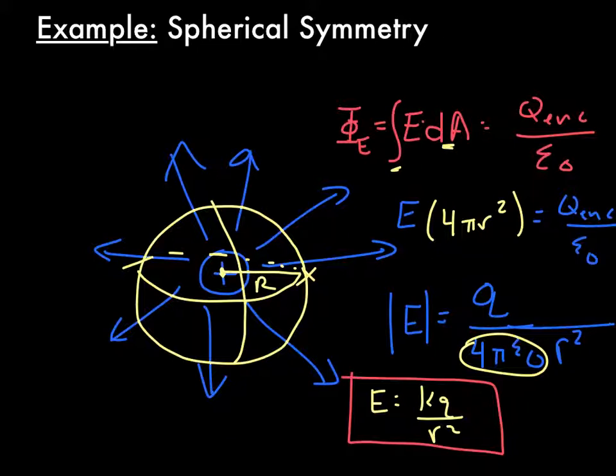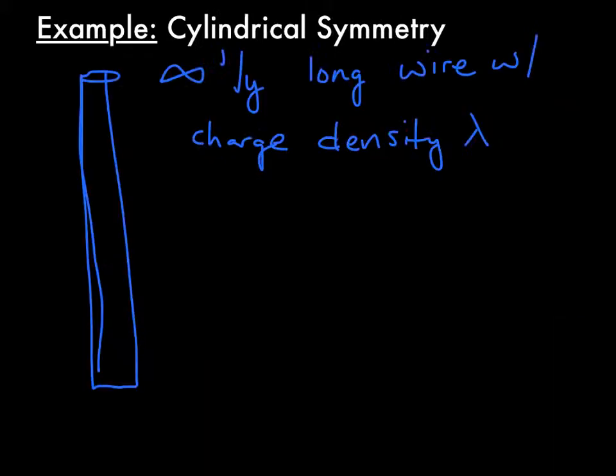And the final piece of this is that your electric field is a vector, so you have to look at which way these are pointing. Well, they're pointing radially outward, which is r hat.